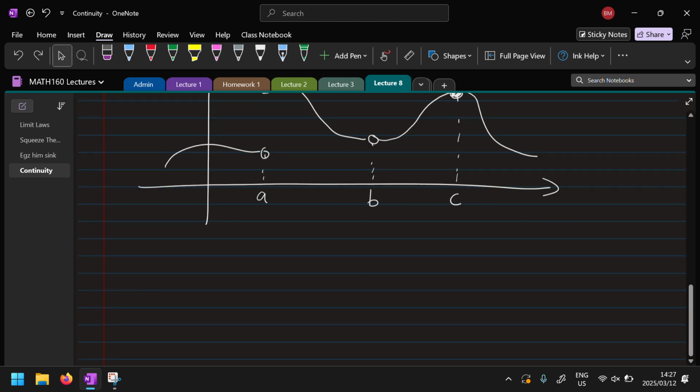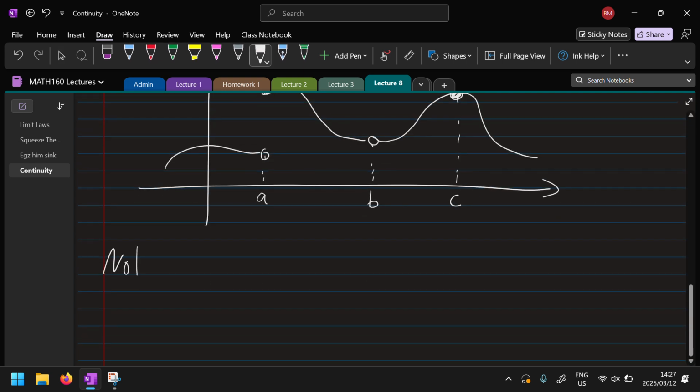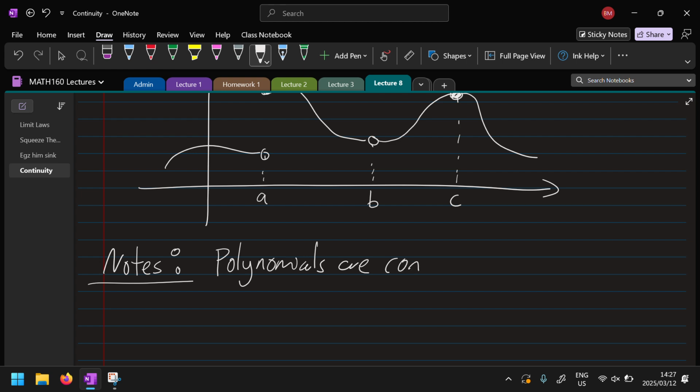Okay, just some notes on this. All of this in the notes is without proof, so we can just take it as a given. You don't need to prove any of this. So polynomials are continuous everywhere. If you are given a polynomial, you immediately know it's continuous everywhere. You do not need to do any checking. We take that as a given.